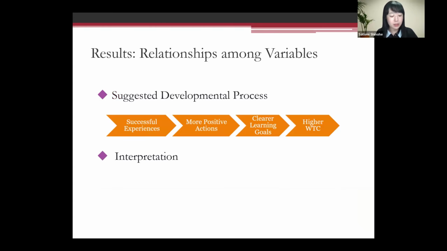So the results also suggest a possible developmental process. Successful communication experiences may encourage learners to take more positive and proactive learning actions. These actions may then help learners develop meaningful goals for learning English. Ultimately, clearer goals contribute to higher levels of WTC. Although this sequence cannot establish causality, it provides a useful framework for understanding how WTC may develop over time.